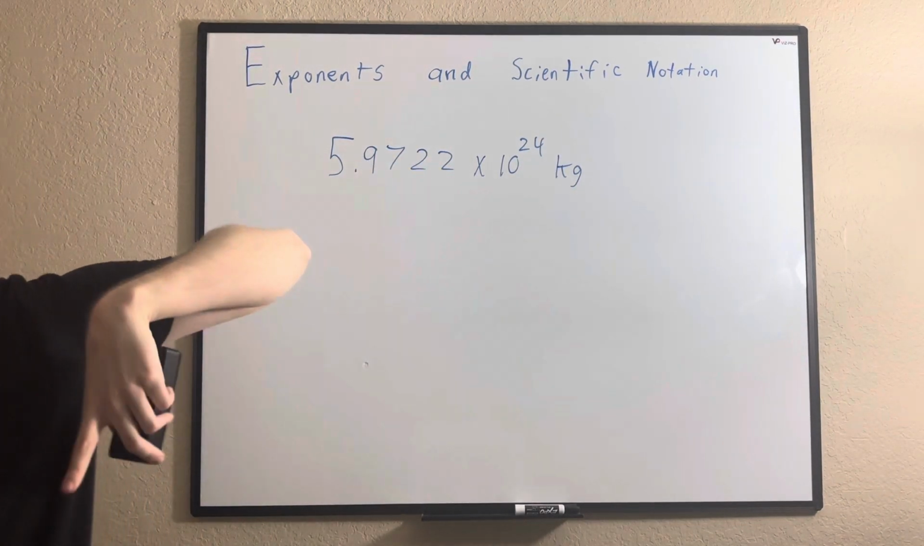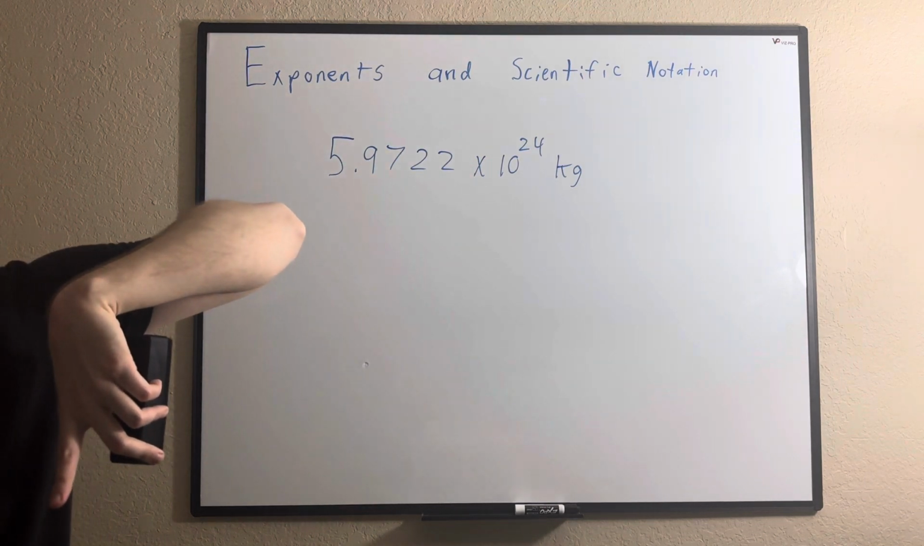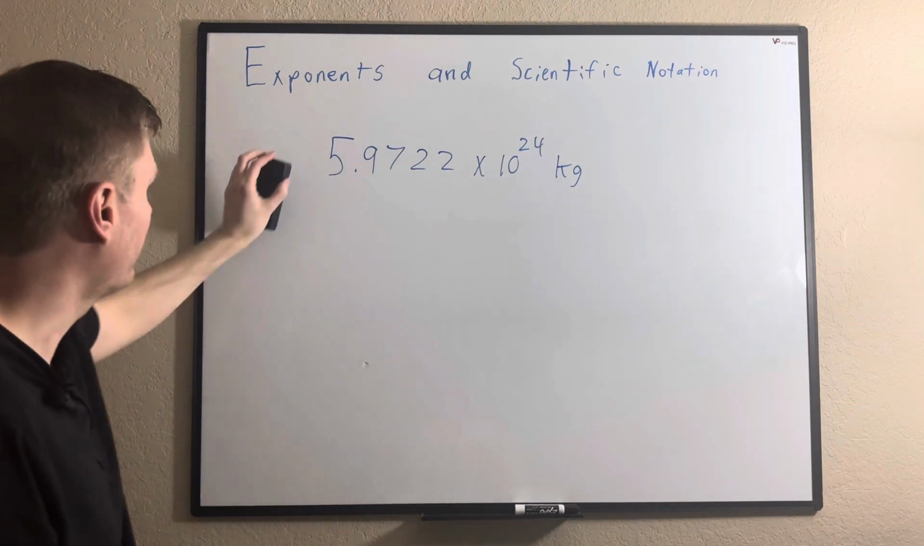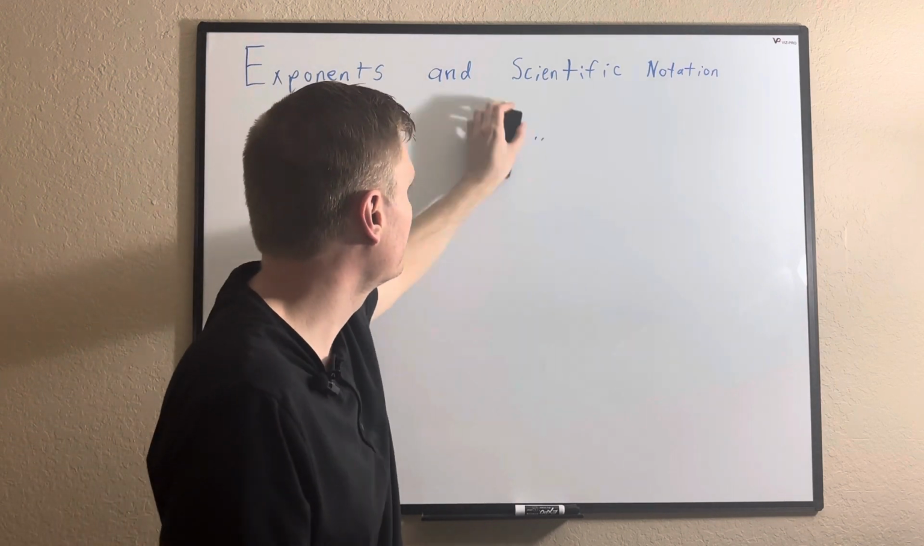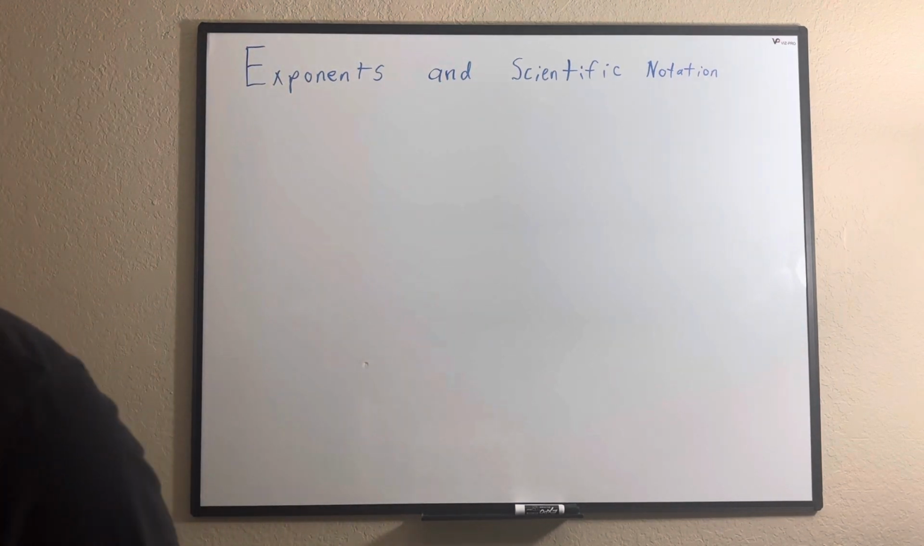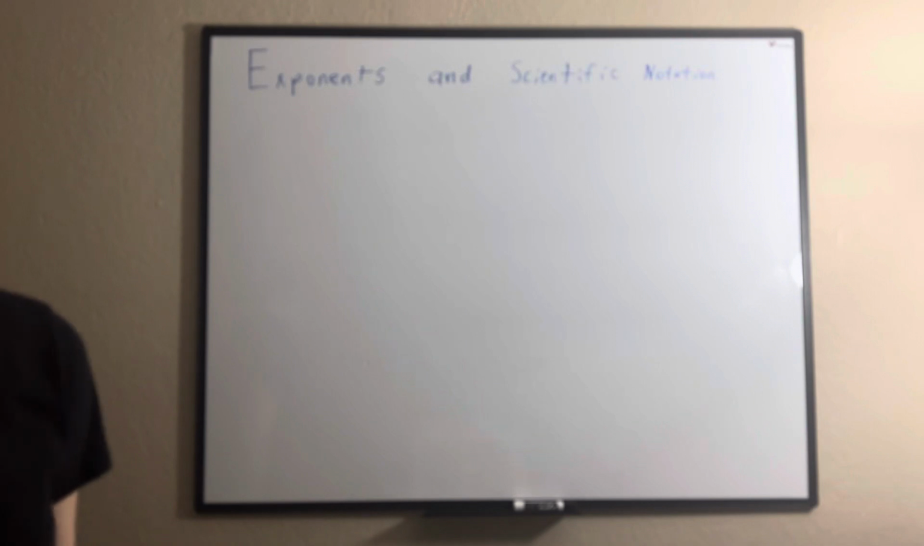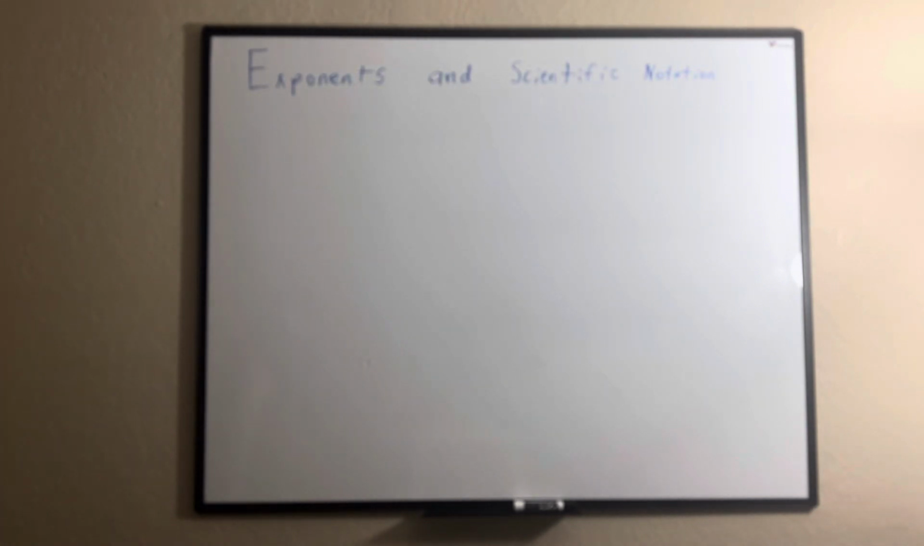What about the small numbers? Because there are some seriously small things in this world too. Radius of an atom of hydrogen.